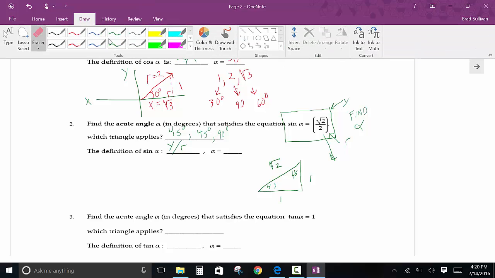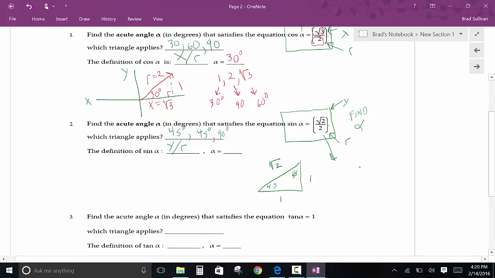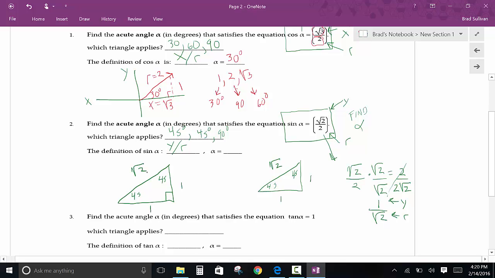Okay, so what I'm going to do is take this expression, square root of 2 over 2, and rationalize that numerator. So I'm going to multiply by square root of 2 over square root of 2. That's going to give 2 over 2 root 2, with the 2's crossing out, leaving you 1 over square root of 2. So if we look at it this way, y is 1, and r is square root of 2. That's more what we're used to seeing in the triangle that we learned about: a 45-45 with the sides opposite 45 being 1s, and the side opposite the right angle being square root of 2.